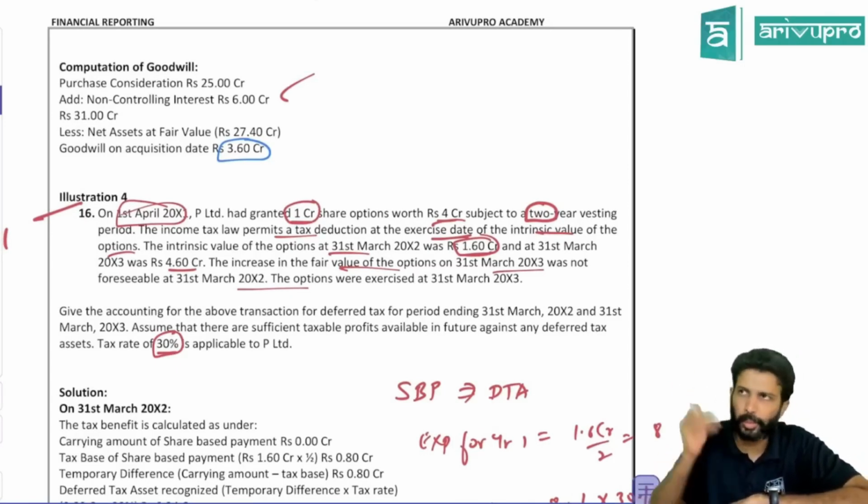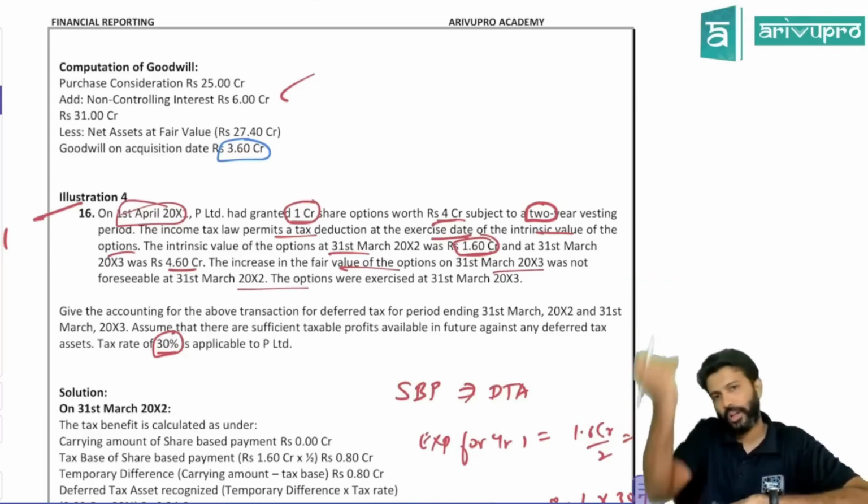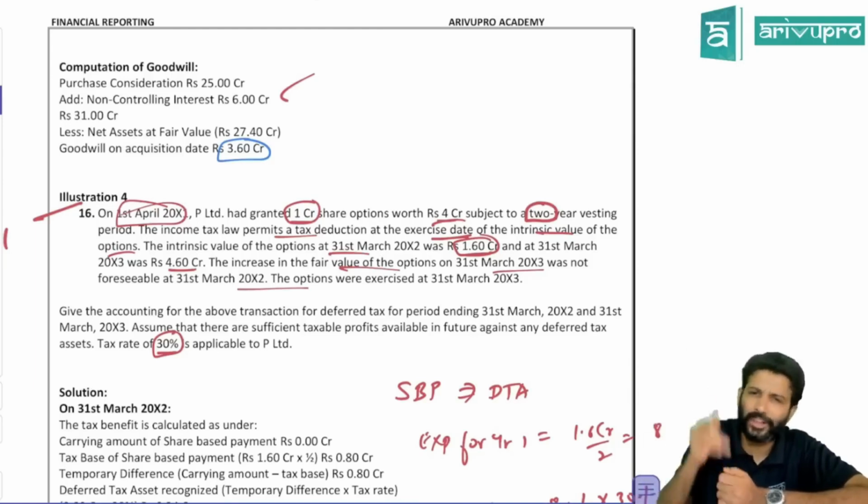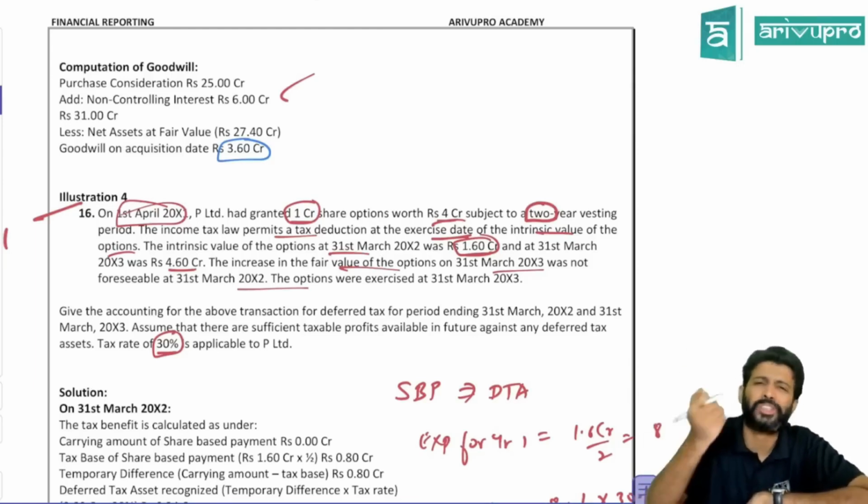Yes, on this, we already told. Because in future, when you get a deduction, your tax amount will reduce. So that means it looks like you already paid the tax in advance. So you need to create a deferred tax asset. The question is, how much?